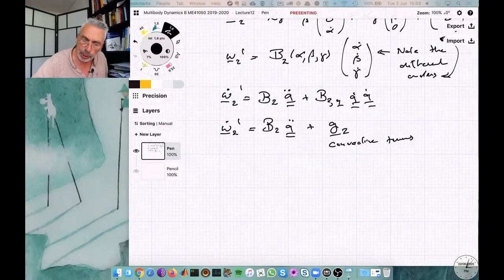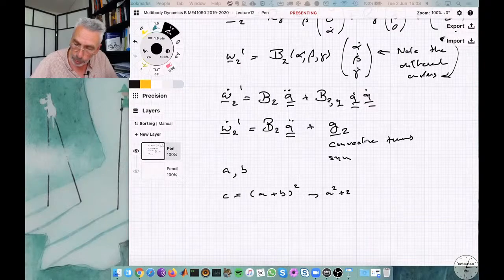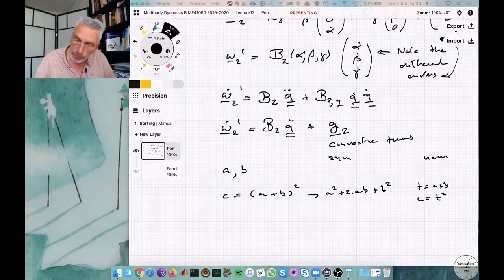I have a small example on that. Let's presume you have two variables, a and b, and they are symbolic. Then you want to calculate c as being (a plus b) squared. Now there are two approaches. If you do it symbolically, you get a squared plus 2 times a times b plus b squared. If you do it numerically, you get an intermediate term t equals a plus b, and c then becomes t squared.